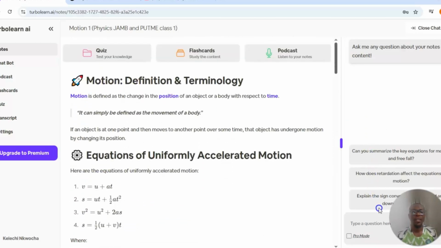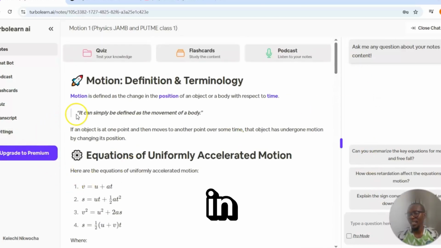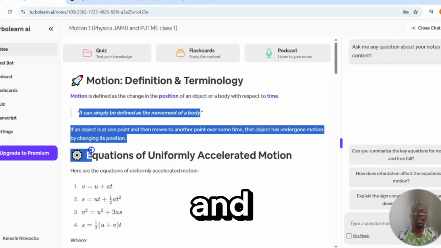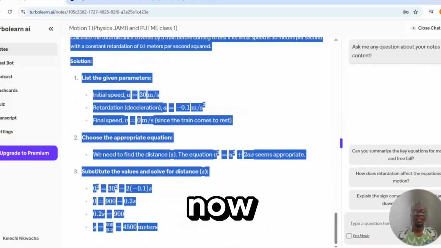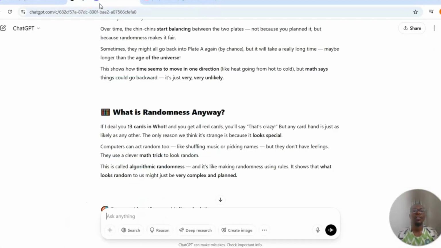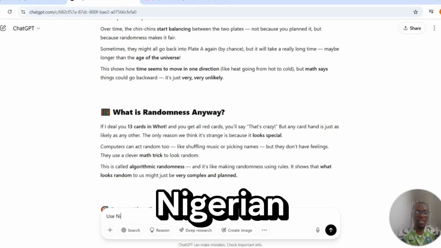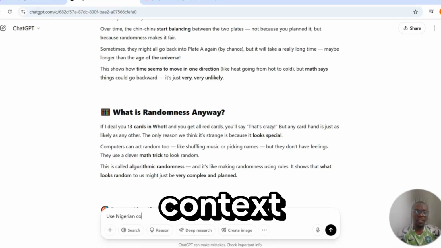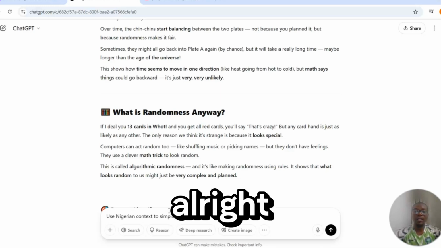So we can still do the same thing we did with the other one, assuming maybe you are in SS1 or SS2 and you are not so familiar with all this. You can just copy this now and ask ChatGPT to simplify it further, and then maybe use Nigerian context. So I say use Nigerian context to simplify this text.